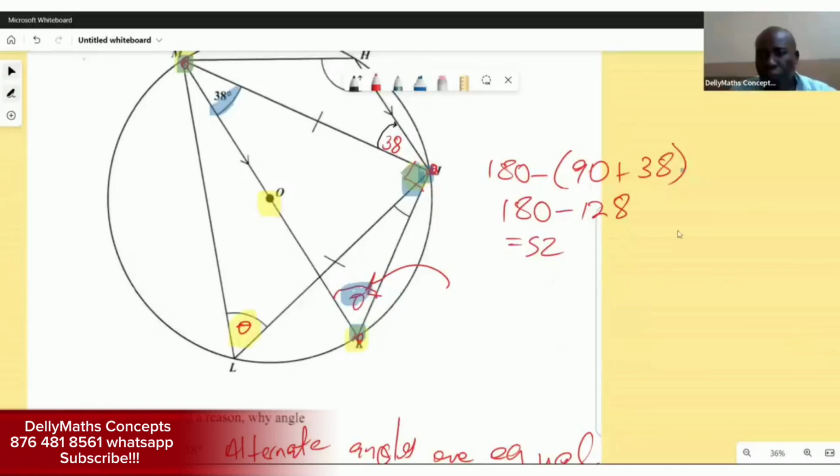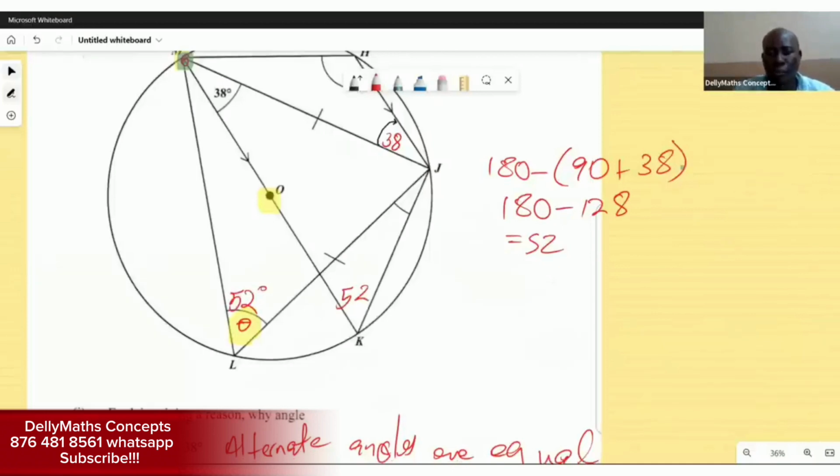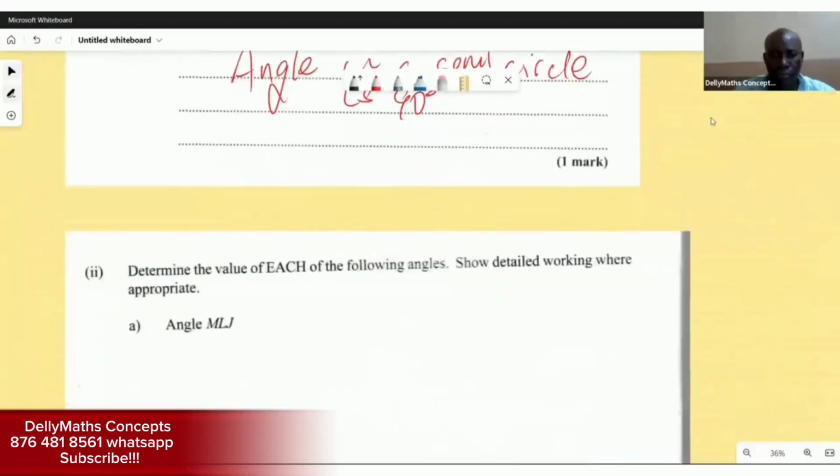So it's 52, which means that, let me just clear up my diagram here, I am suggesting that this is 52. Therefore, this is 52 as well. So then, that angle down here is 52 degrees. All right, and the working is up here.